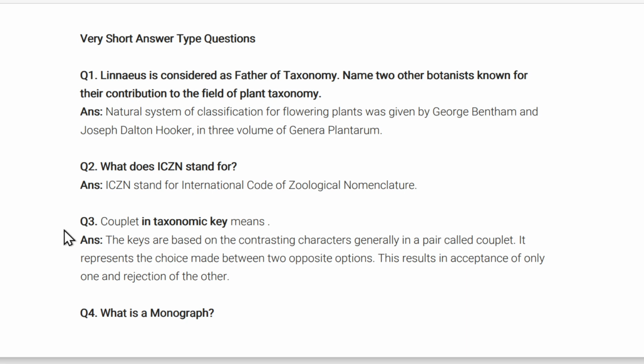Question number 3. Couplet in a taxonomic key means. Answer. The keys are based on contrasting characters, generally in a pair called couplet. It represents the choice made between two opposite options. This results in acceptance of only one and rejection of the other.